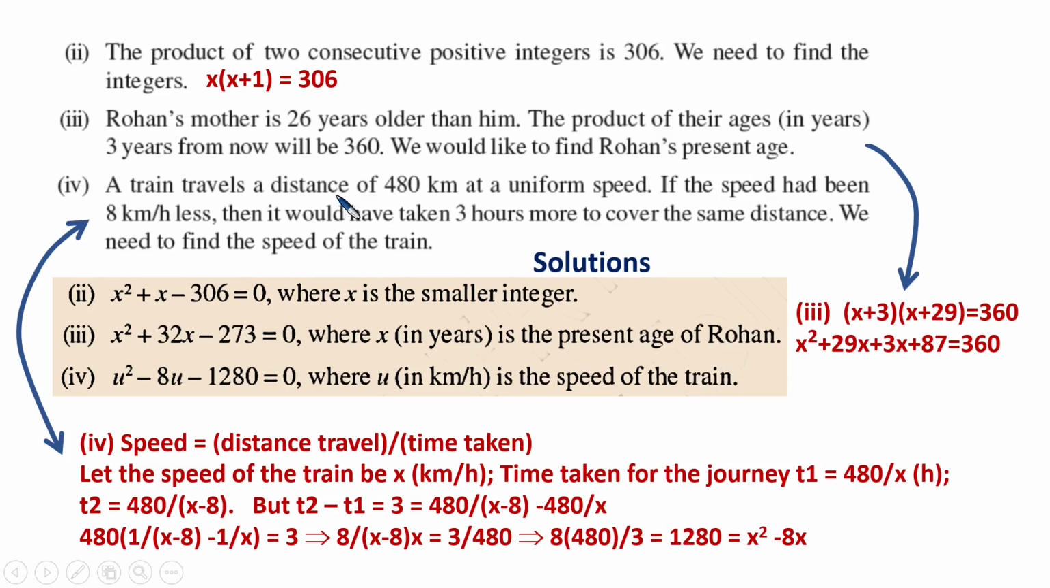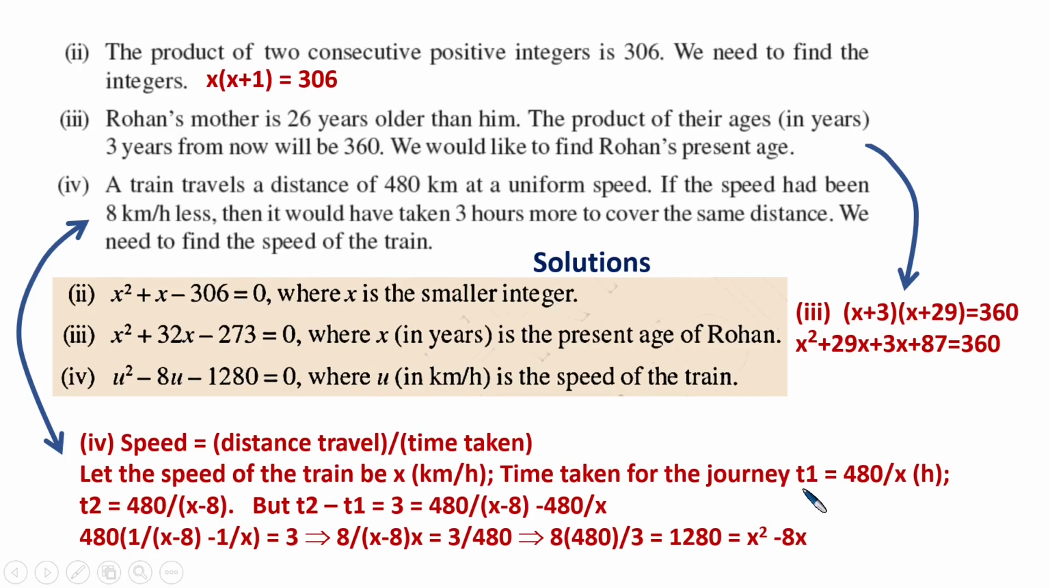Now 4, a train travels a distance of 480 km at a uniform speed. If the speed had been 8 km per hour less, then it would have taken 3 hours more to cover the same distance. We need to find the speed of the train. So this is very easy. Speed, as I have mentioned, is distance traveled per unit time taken. So let the speed of the train be x kilometers per hour.